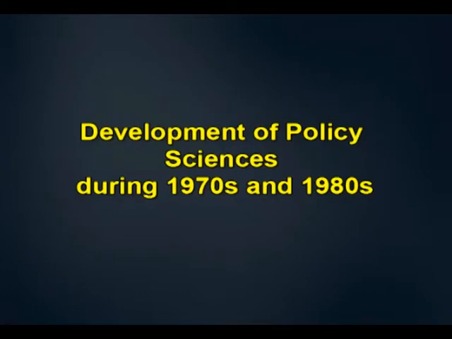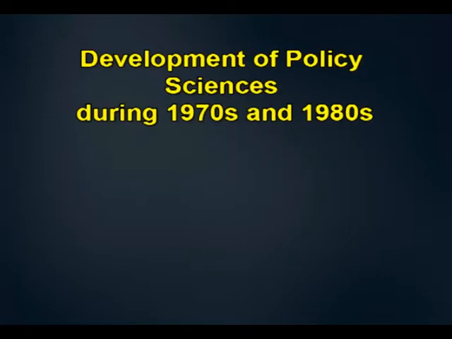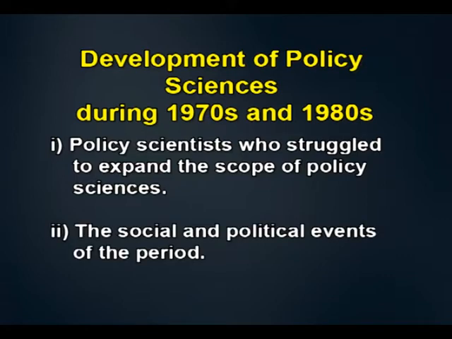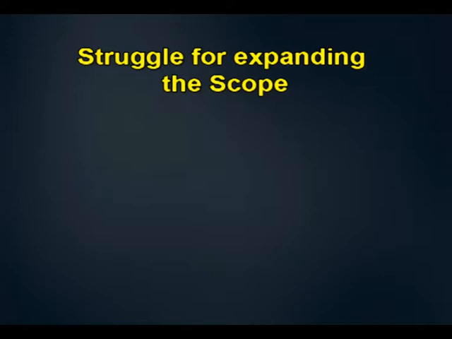Development of policy sciences during the 1970s and 1980s. Through the 1970s and 1980s, the direction of the policy sciences was influenced by policy scientists who struggled to expand the scope of policy sciences and by the social and political events of the period. Struggle for expanding the scope.